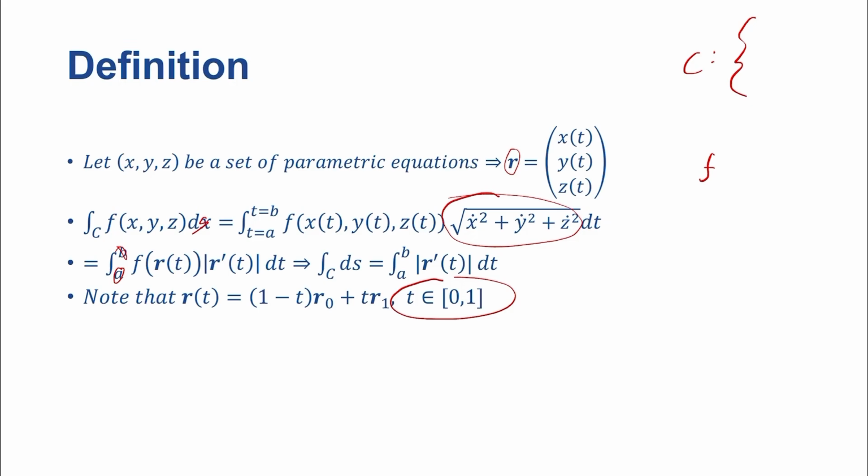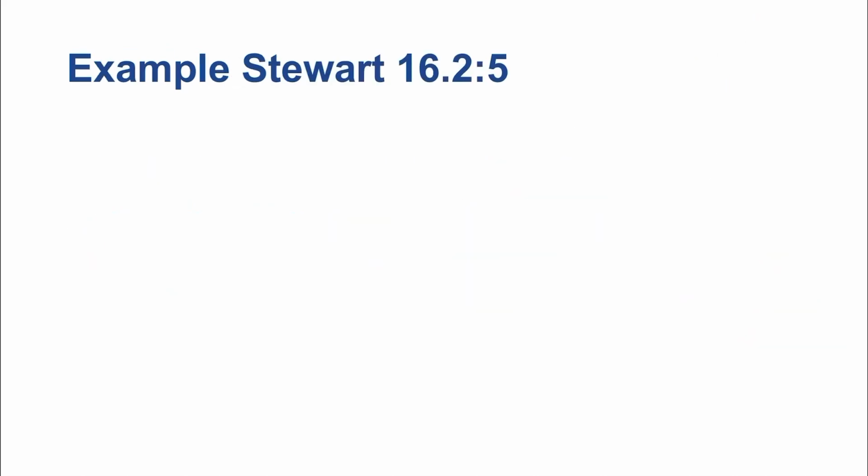So if you're integrating along a line between any two vectors, you'll always integrate, so your integral over the curve will go to the integral from 0 to 1 dt, and then whatever you have inside of there. All right, let's do a couple examples.